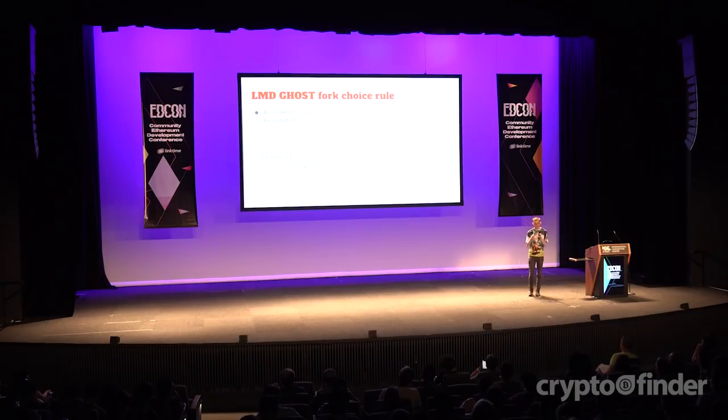Now, you might ask, well, why do we care about using LMD Ghost, right? So for example, a simple longest chain rule would also pick this block in this particular case as the winner, because this block is the unique block that has a chain of length 6, and so even on the longest chain rule, it wins as well. So why not just use the longest chain rule if it is simpler?